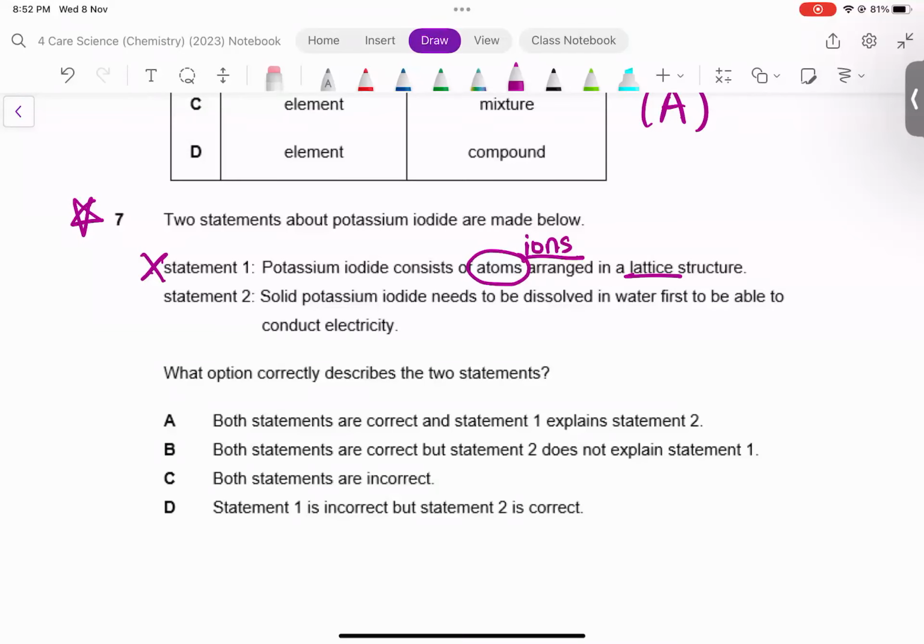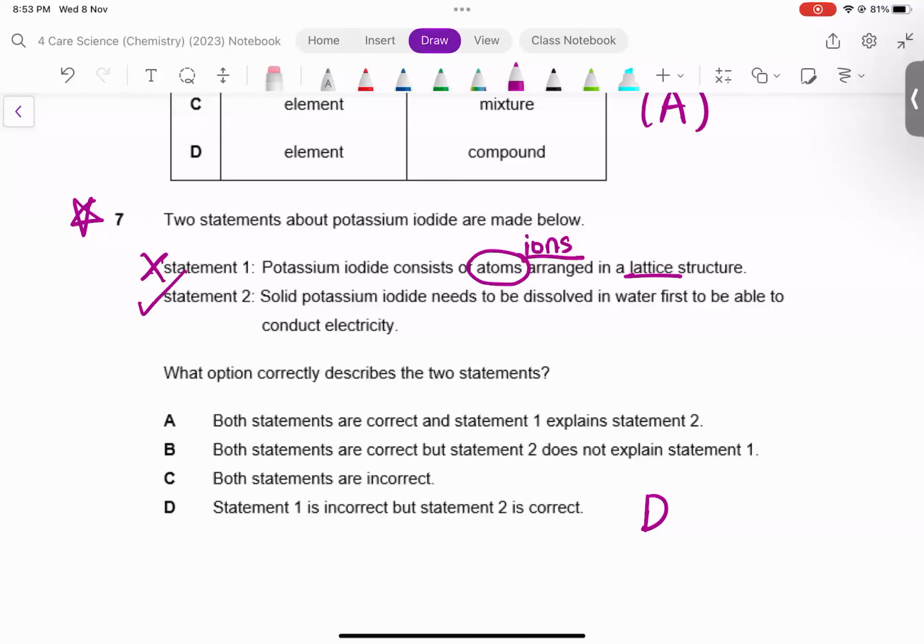Statement 2, solid potassium iodide needs to be dissolved in water first to be able to conduct electricity. This is correct, because you know that ionic compounds will conduct when in the aqueous and molten states. So the answer is D. Statement 1 is incorrect, but statement 2 is correct.